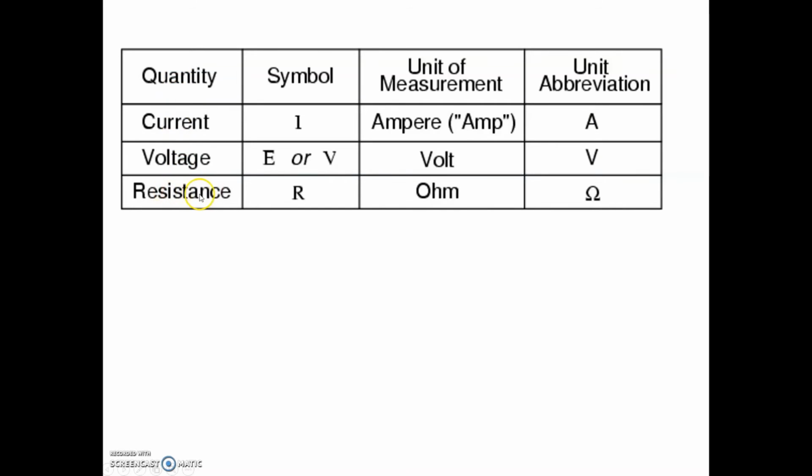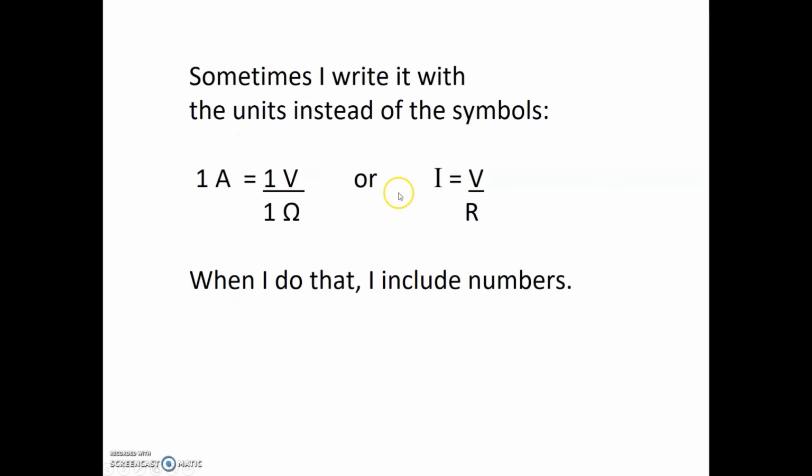Similarly, resistance is symbolized with an R for resistance, and the unit is an ohm. I think we've talked about that. That's the omega, the Greek letter omega. Okay. So Ohm's law: I equals V over R. Sometimes I'll write it with the units instead. If you write it with units, you have to use the number, because units are a measurement. 1 amp equals 1 volt divided by 1 ohm.